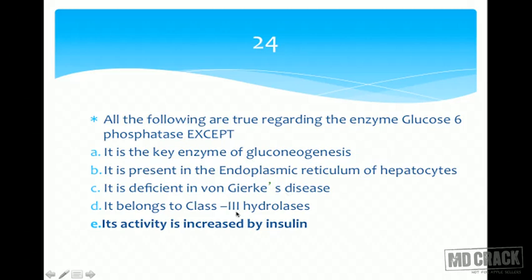It belongs to class 3 hydrolases. Were you confused with this? You might have been, because we are talking of an enzyme and which class it belongs to. Remember, enzymes have been classified into oxidoreductases, transferases, hydrolases, etc. So this is a phosphatase. Phosphatase means it uses water and releases the inorganic phosphate. So it belongs to class 3 hydrolases, which use water to break a bond. So the correct answer is that its activity is decreased by insulin, which would be the true statement.